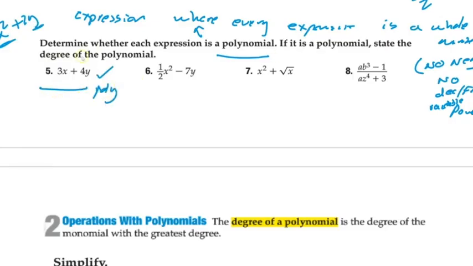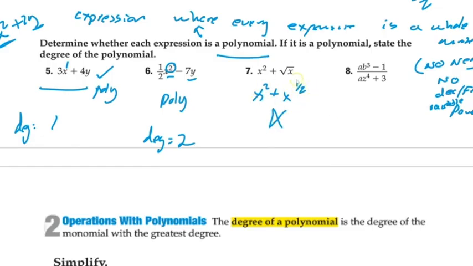They want the degree. The degree is just the highest power. The highest power I see here is 1. So it's a polynomial of degree 1. The next one, all we care about is the variables. Those are all nice powers. It's a polynomial also. And the degree is, look at the highest power. Degree is 2. Let me rewrite this one because I have that fraction, that 1/2 right there. This is x squared plus x to the 1/2. Square root is the 1/2 power. And that is not a polynomial because of the 1/2.